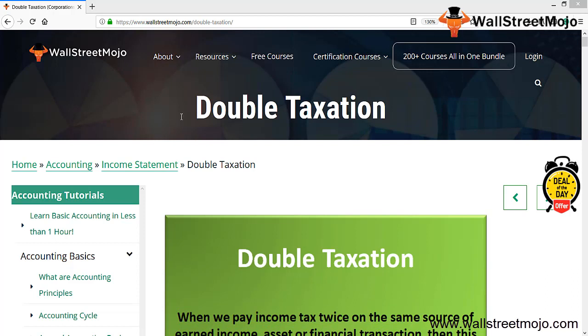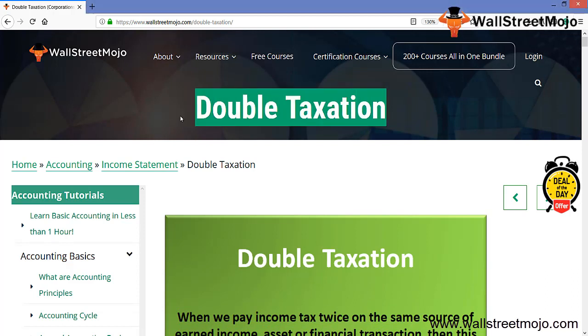Friends, today we have a topic in front of us that is double taxation. What exactly is double taxation all about? Let's try and understand this.